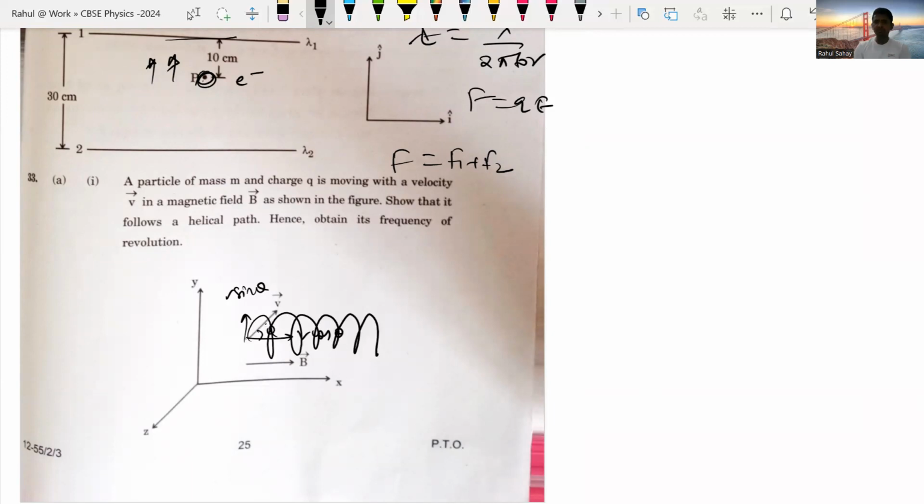So the paper was overall moderate, not that difficult. Numerical-based questions were there. So easily you can score 60 plus, 65 plus is considered a good score. All the best. Thank you.